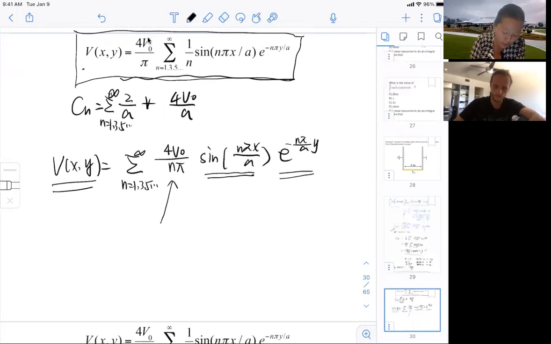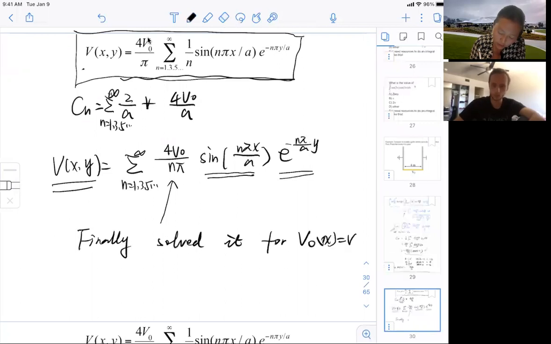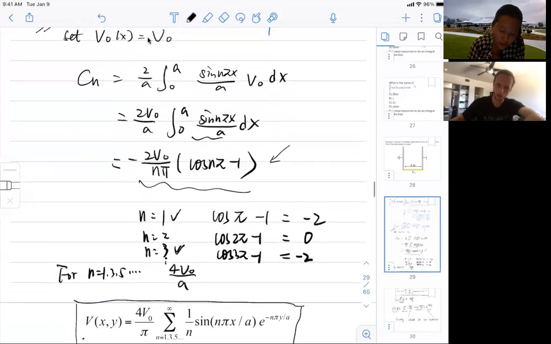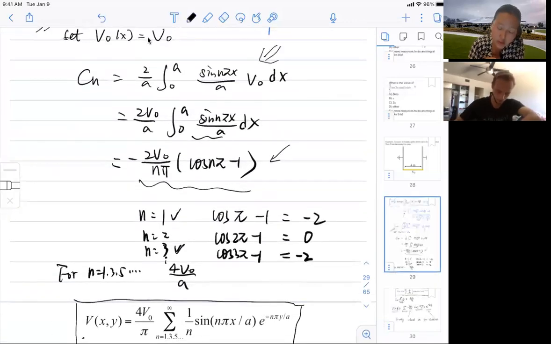So we finally solved it. 4 v naught at the bottom wall is a constant. So we got this solution. Now, if your bottom wall is something else, what do you do? You will go back to this particular situation right here. Instead of plugging in v naught, you plug in whatever function is given to you.